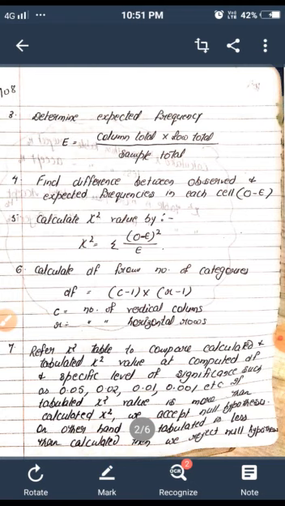So if the tabulated chi-square value is more than the calculated chi-square, we will accept the null hypothesis, and if the tabulated value is less than the calculated chi-square, then we reject the null hypothesis. So these are the various steps to calculate the chi-square. Now we will take an example.